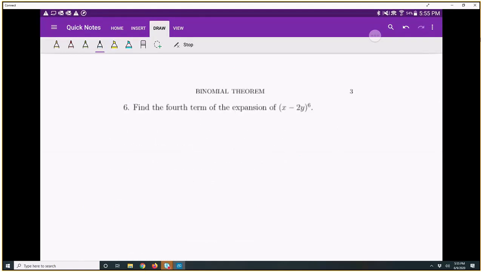Next, we're asked to find the fourth term in the expansion of (x - 2y) to the power 6. So in this case, I know that the binomial theorem tells me that (x - 2y) to the power 6 is the sum, k running from 0 to 6, of 6 choose k times x to the power 6 minus k times (-2y) to the power k. But I don't need to write out the entire expansion, I just need the fourth term. And remember, my k is starting at 0, so the fourth term is actually going to be when k is equal to 3.